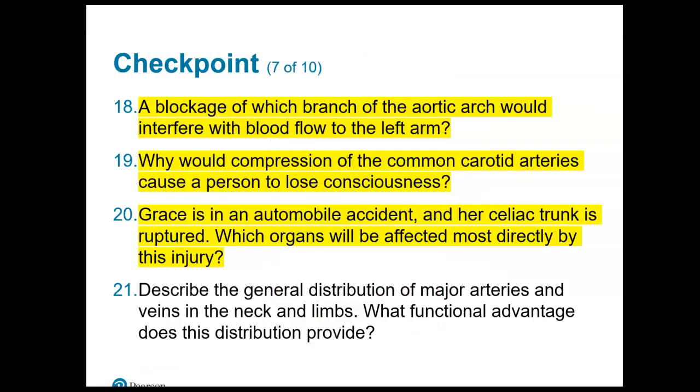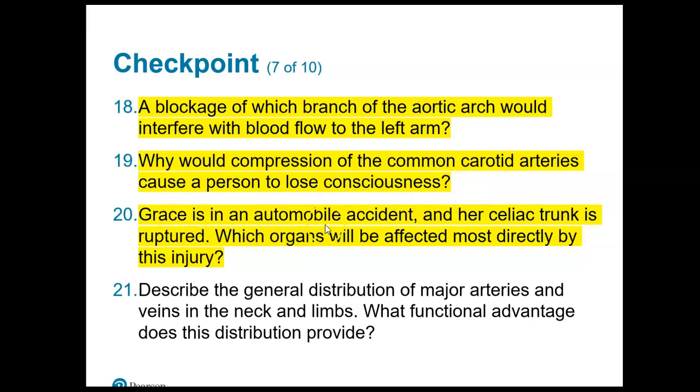Now we have checkpoint questions, and I think this is it. A blockage of which branch of the aortic arch would interfere with blood flow to the left arm? And that's going to be the left subclavian artery. And then why would compression of the common carotid arteries cause a person to lose consciousness? Well, because that stops blood flow to the brain.